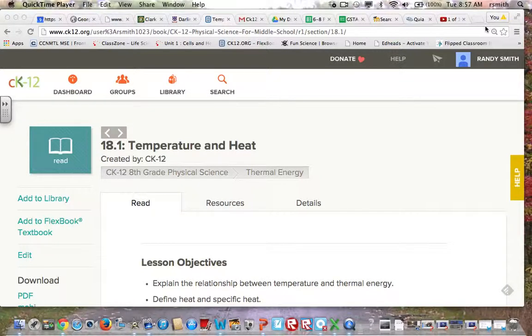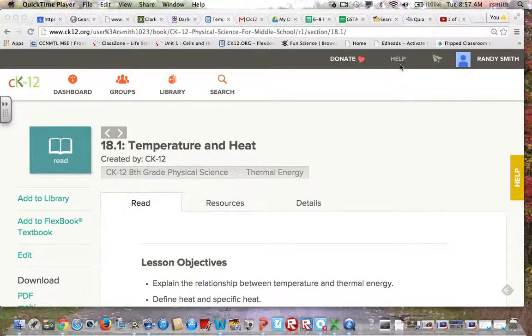Okay, here we go. This particular section is 18.1, temperature and heat. I'm just going to read through this. This is the BOV version. You can listen to this. Immediately following, you'll be answering some questions about 18.1.